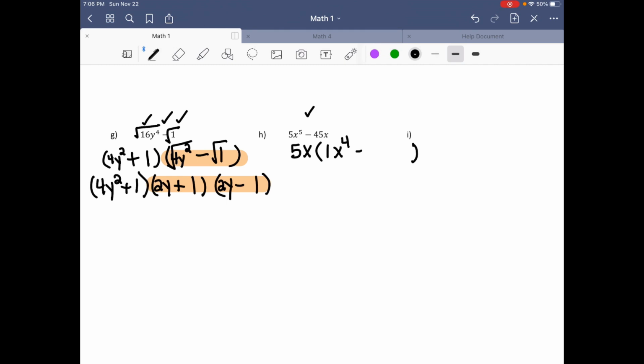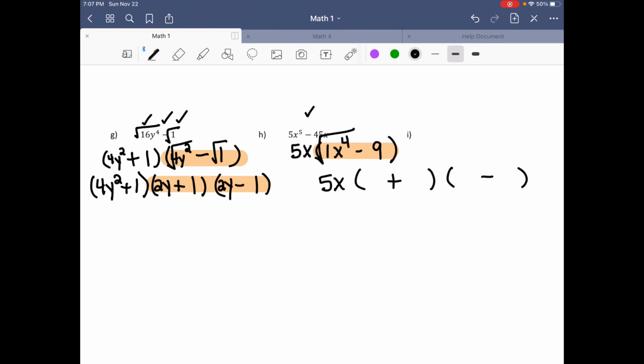And then for the next term, I have 45. So 45 divided by 5 is going to be 9. I had 1 x, and I took one out, so there are no x's left here. All right, so in doing that, I now have the difference of squares that I can reduce. But don't forget your GCF, because it's still going to be part of the problem.